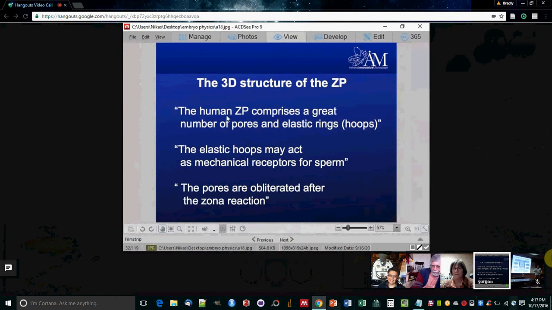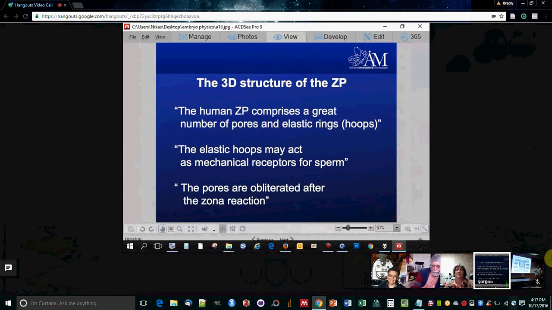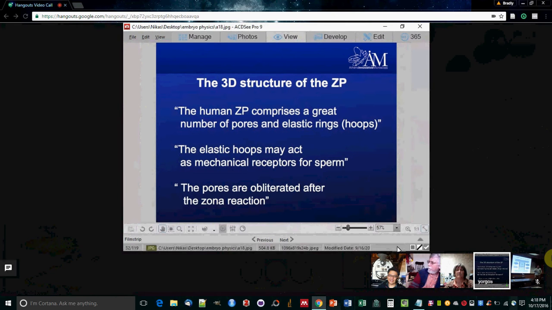So I believe that these elastic hoops, as we call the rings, may act as mechanical receptors for sperm. This important function of the zona pellucida is now completely bypassed by sperm microinjection. That happens in IVF, and it now happens in 95-97% of the cases. They immediately use high technology, even if the husband has good sperm. This is not good. Anyway.